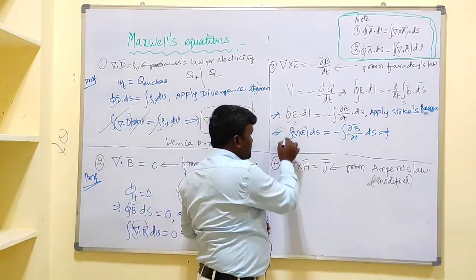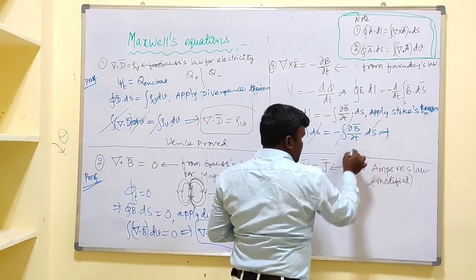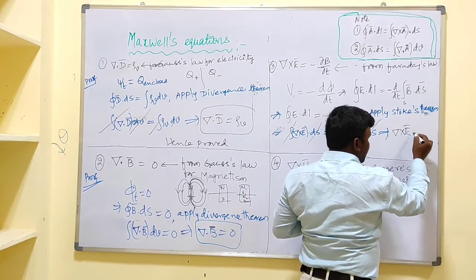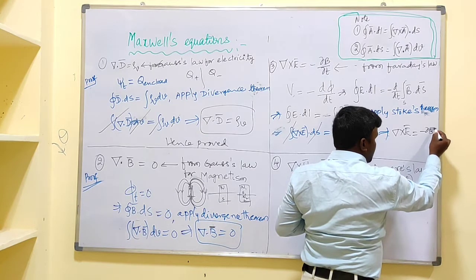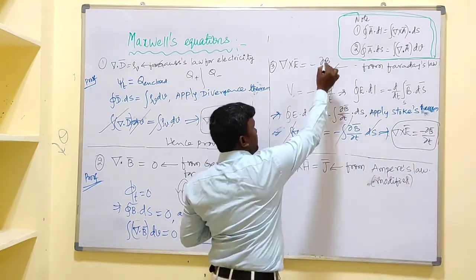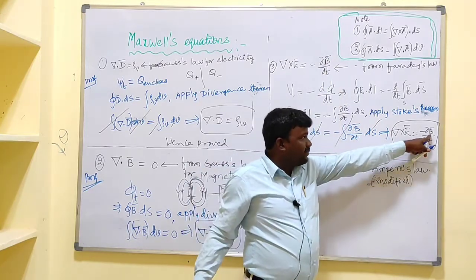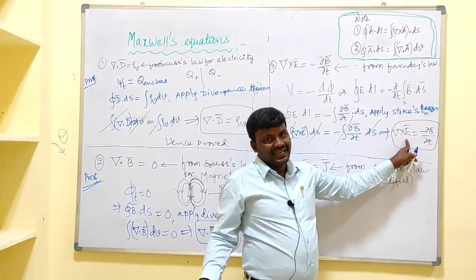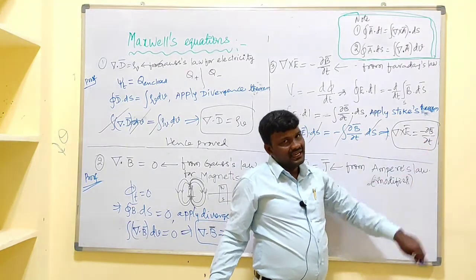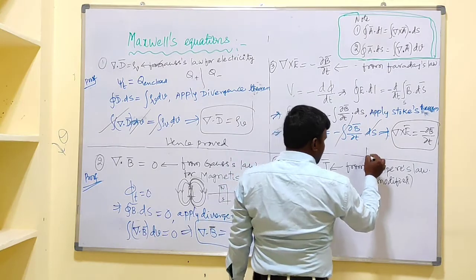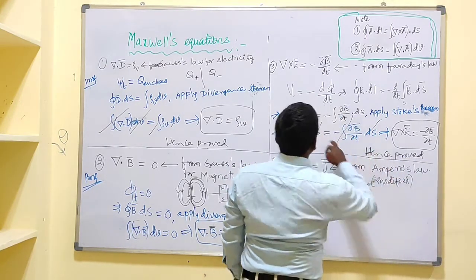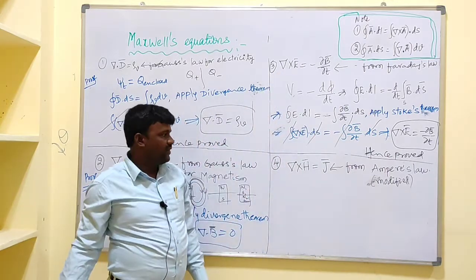Here integrals are equal, therefore integrand should be equal. That is what? Del cross E is equal to minus dou B bar by dou t. That means what? Time varying magnetic field produces space varying electric field, or else space varying electric field produces time varying magnetic field. So hence proved. This can be proved with the help of what? Faraday's law. Means this Maxwell's equation is derived from Faraday's law.